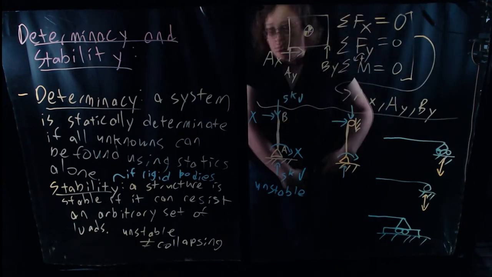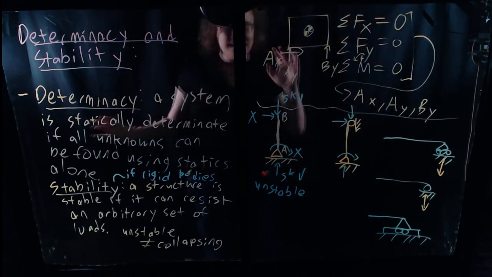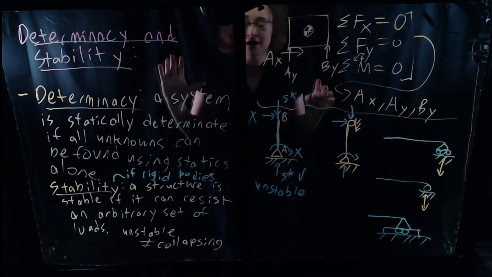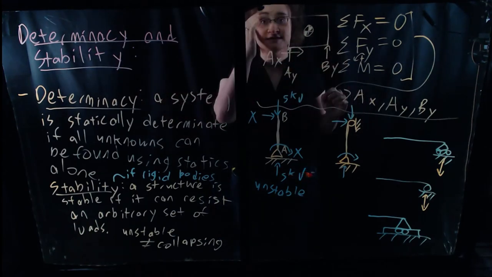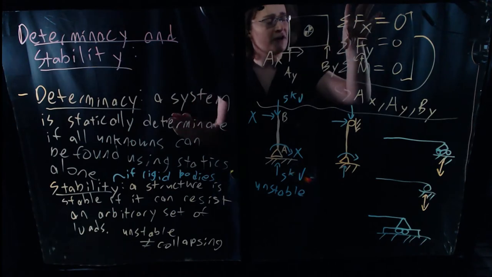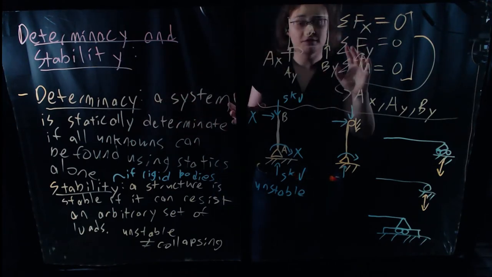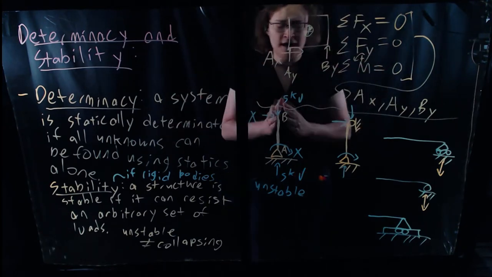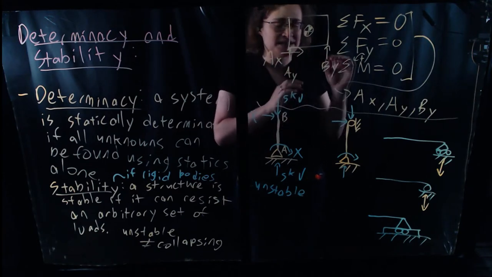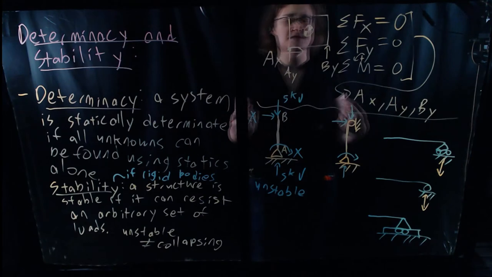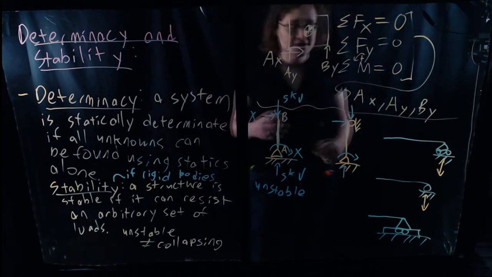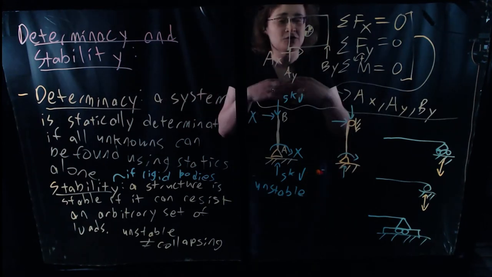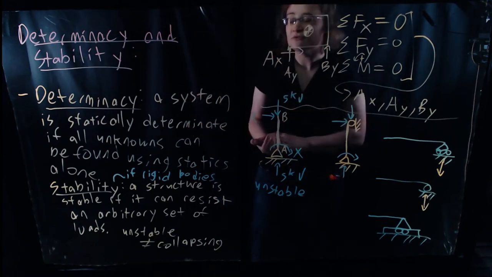Okay, good. All right, so we now know what stability and determinacy are. Determinacy again means that you are able to solve for all your unknowns, typically reactions, using only the laws of statics. In other words, your number of unknowns is less than or equal to your number of equations. Because if we remember back to basic algebra, the number of equations you need has to be greater than or equal to your number of unknowns if you want to find all of them. If your number of unknowns is greater than your number of equations, then you are not going to be able to solve for all of your unknowns.